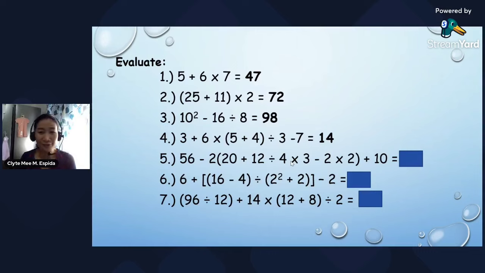Now let's have number 5. You have 56 minus 2 times 20 plus 12 divided by 4 times 3 minus 2 times 2 plus 10. Okay, I'll be giving you your time to answer number 5. Please do it mentally because there is no calculator during the exam. Okay, so let's have number 5.